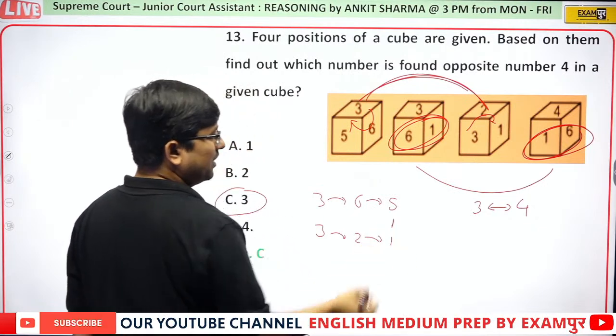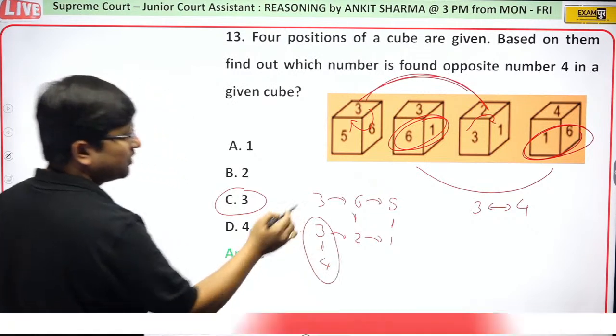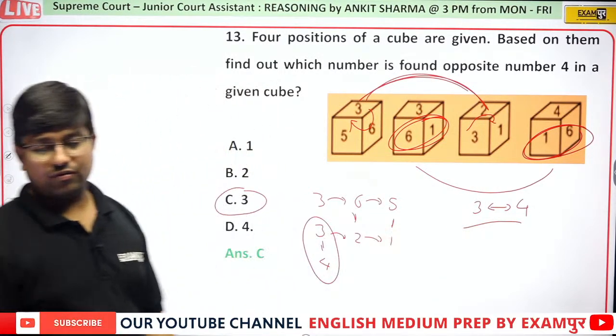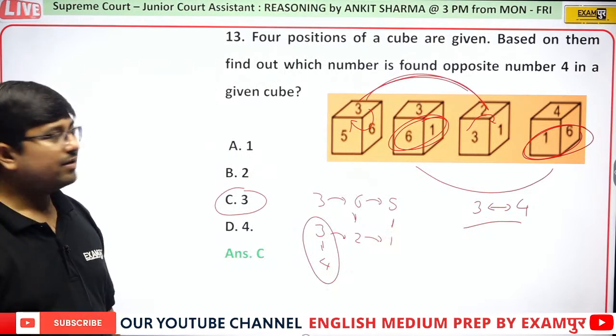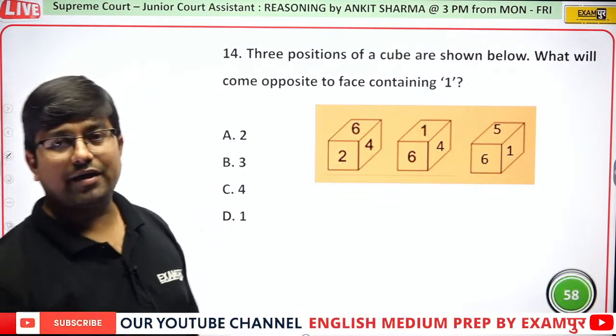And now opposite of 5 is 1. Opposite of 6 is 2. Opposite of 3 is 4. And that is what you are getting. See everybody, yes or no? Quickly everybody. Next. Solve this one. Hurry up.